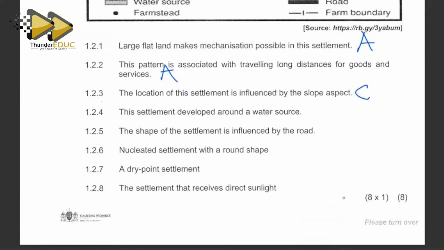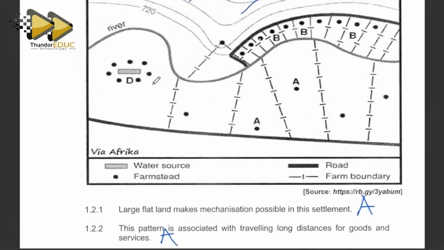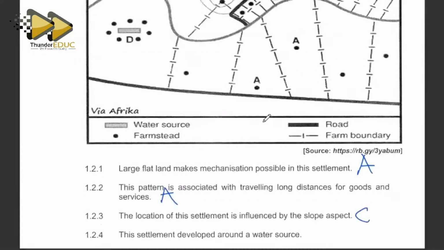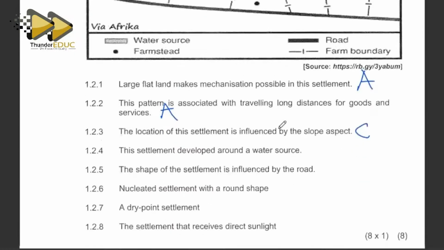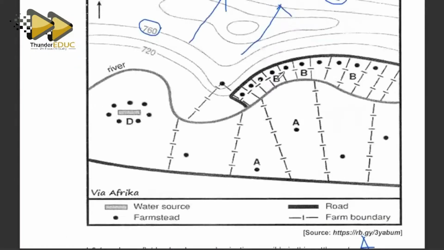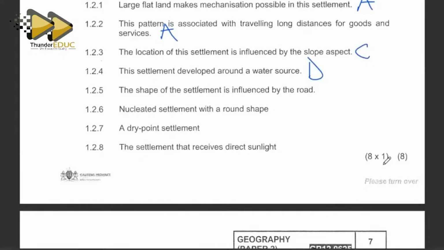This settlement developed around a water source. It's clear. If you check settlement D, this is an indication of a water source and the settlement is developed around that point. This one is C and this one is D. The shape of the settlement is influenced by the road. Where do we have the road influencing the settlement? If we check settlement B, you can see that the settlements are influenced by this road here. The road is going this direction and the settlements are also going in the same direction as the road. So the correct response for number 1.2.5 is B.